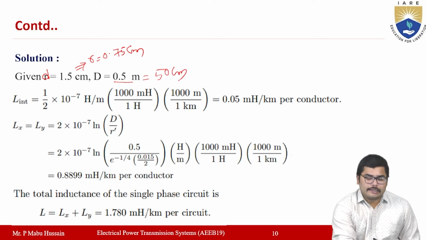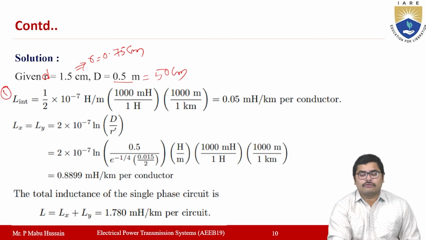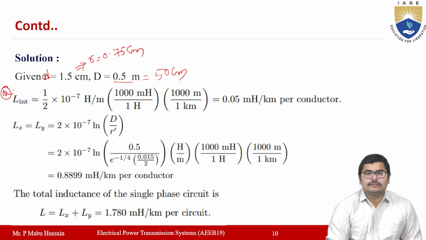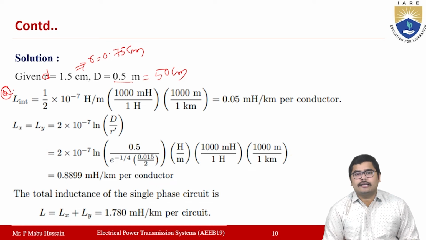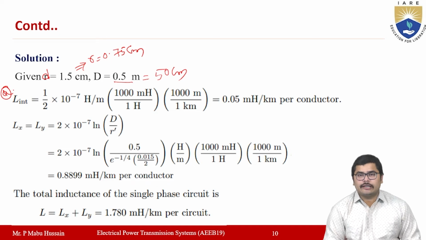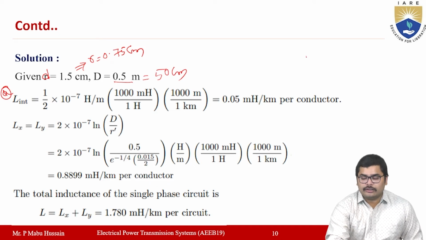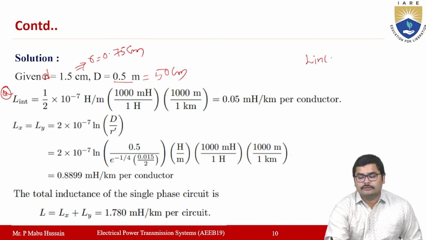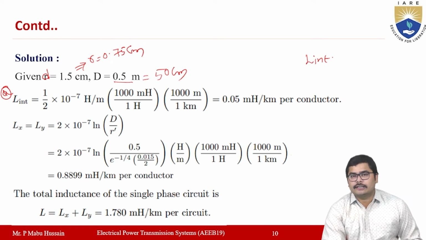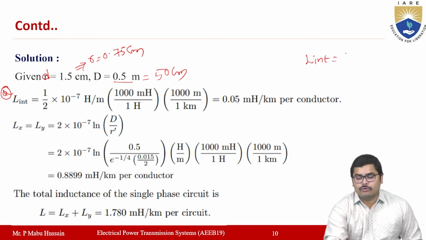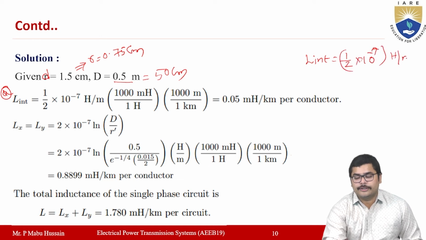Now you have to calculate the first bit, the A bit. The A bit is to find the internal inductance of each conductor by considering only the internal flux linkages. If you consider only the internal flux linkages, you know the inductance formula. So L inter, which is nothing but the inductance considering only internal flux linkages, will be equal to 1 by 2 into 10 power minus 7 henries per meter.